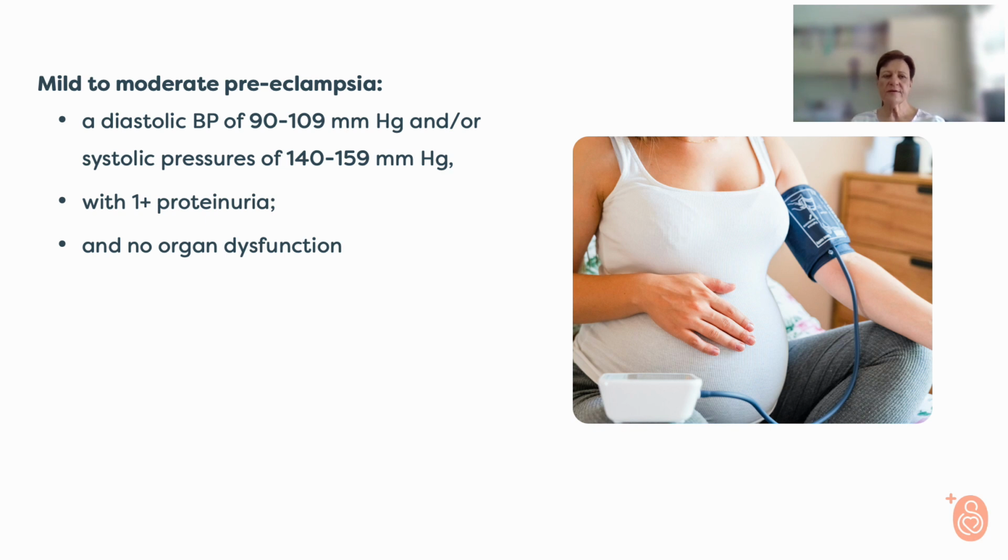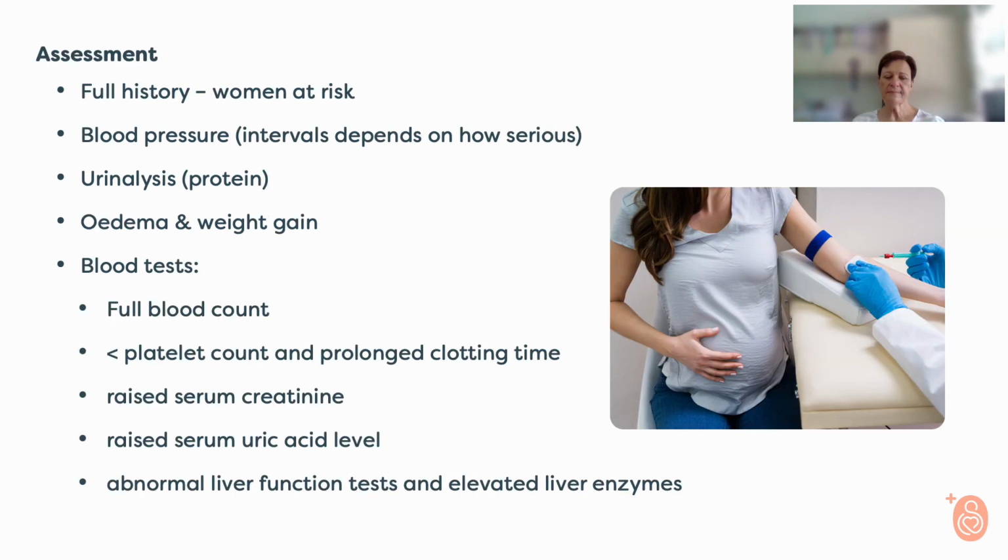Remember, I've said when we did the pathophysiology, the worse the condition, the worse the organs are being affected. So if the condition is not bad, the vasospasm is not bad enough to cause all those bad effects and bad pathology on the different organs. So in this case, we just have mild to moderate preeclampsia and we have no organ dysfunction.